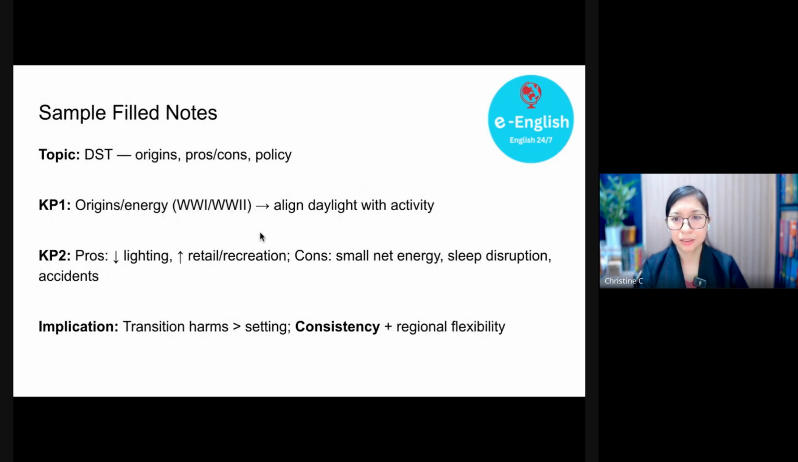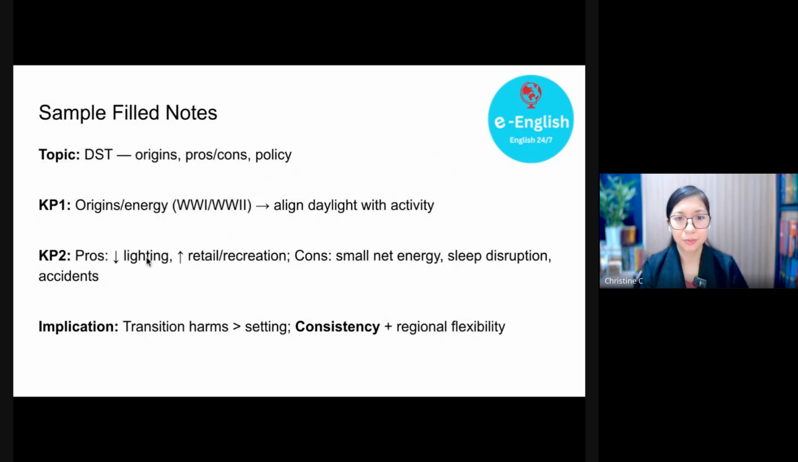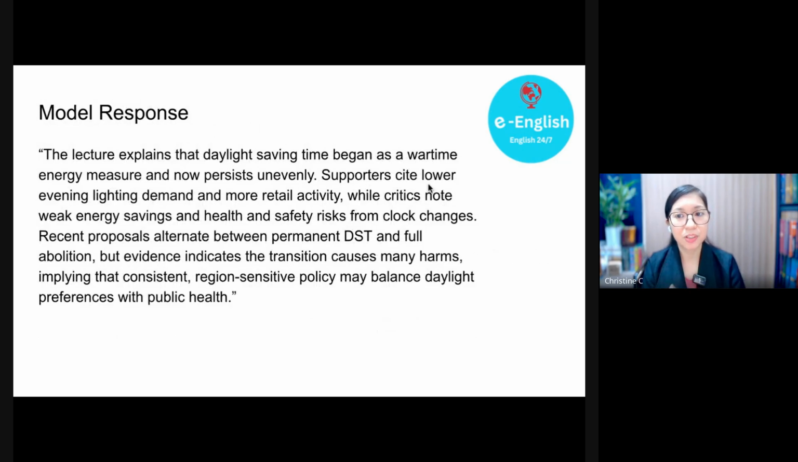First key point, aligned with daylight activity. Pros and cons, actually. Supporters cite lower evening lighting demand and more retail activity, while critics note weak energy savings and health and safety risks from clock changes. Implication: recent proposals alternate between permanent DST and full abolition, but evidence indicates the transition causes many harms, implying that a consistent region-sensitive policy may balance daylight preference with public health.